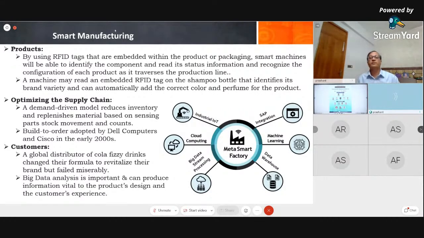So this is how big data analysis is very important, and it can provide the customer's experience. Before doing any intervention, before making any changes, it is recommended that proper big data analysis and its results be taken into simulations, and the results should be studied.